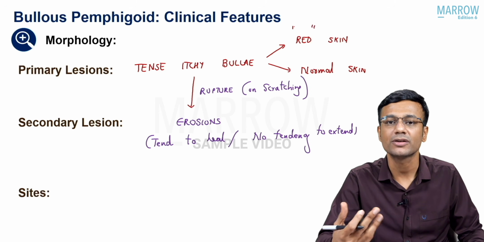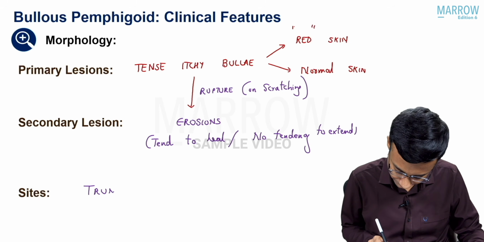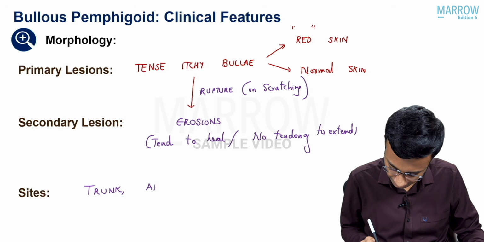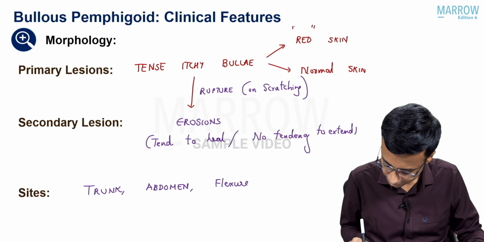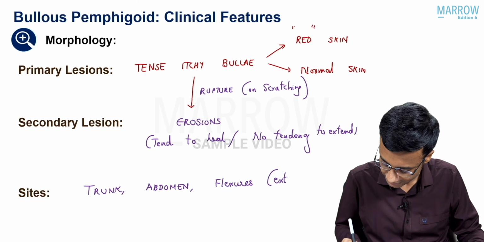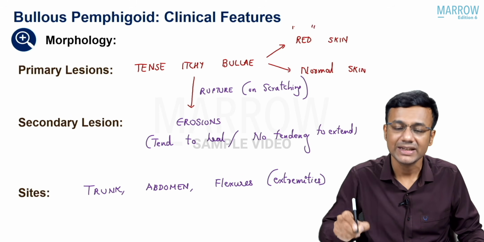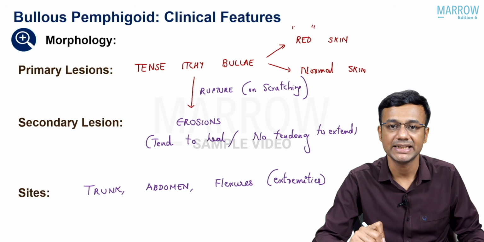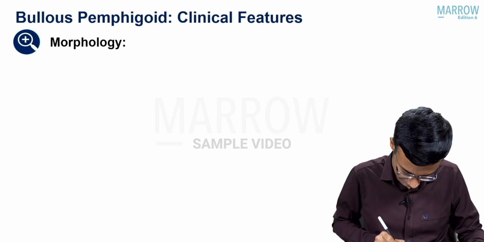And what is the distribution of lesions in bullous pemphigoid? You're going to get lesions over the trunk, abdomen, flexural aspects of the extremities. So trunk, abdomen, flexural aspect of the extremities. Now let's go to the different morphologies which I just mentioned to you.